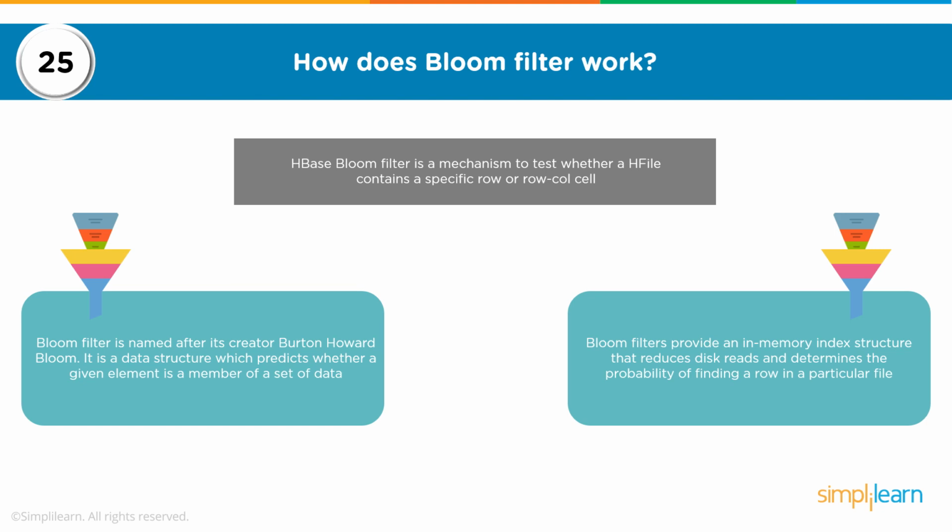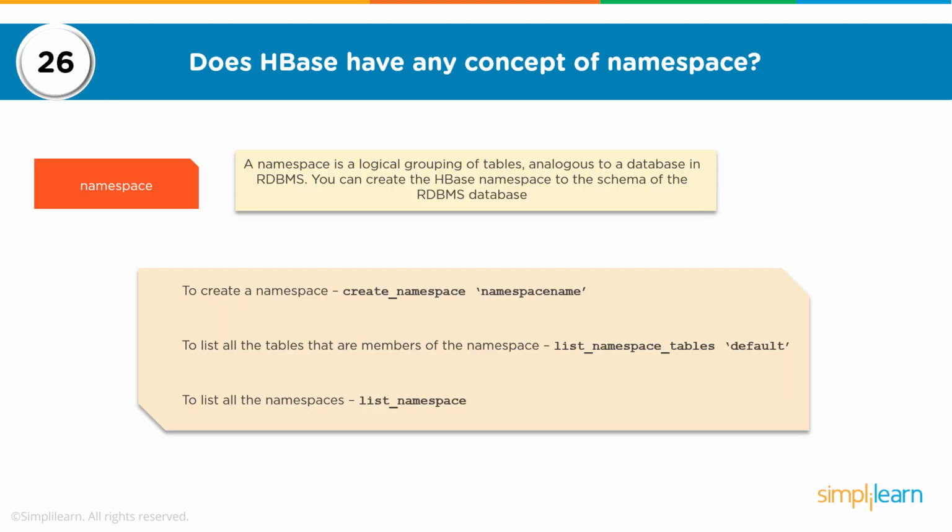It is a data structure which predicts whether a given element is a member of a set of data. It provides an in-memory index structure that reduces the disk reads and determines the probability of finding a row in a particular file. This is one of the very useful features of HBase, which allows for faster access and avoids disk seeks.